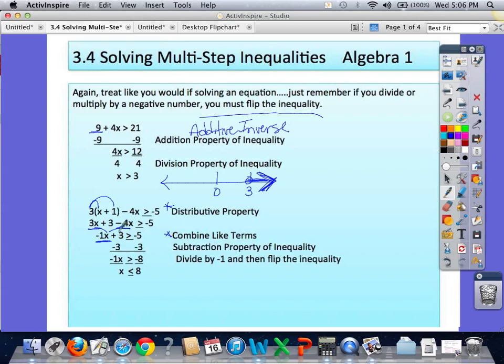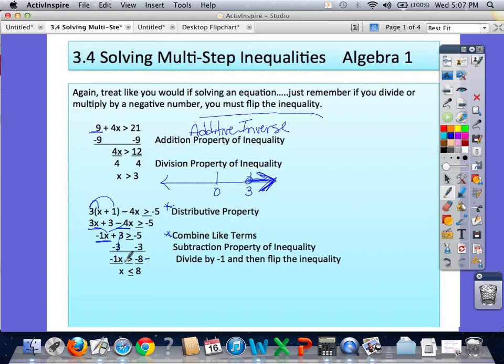From here, you notice we have a plus 3, so we want to undo it by subtracting 3. So 3 minus 3 takes that away. Negative 5 minus negative 3 makes a negative 8. Okay, bring down your negative 1x and your inequality sign.